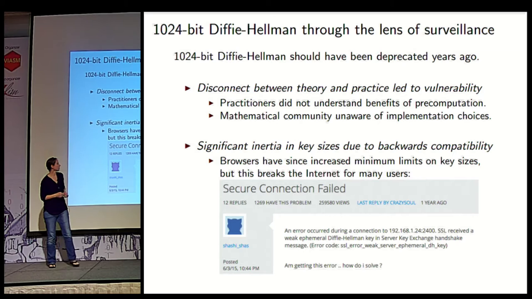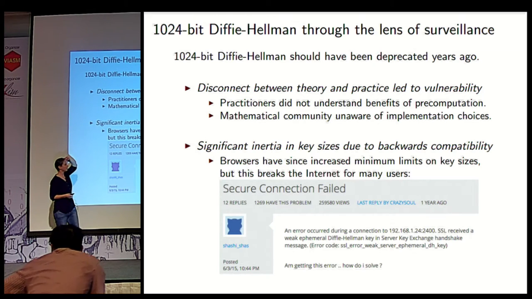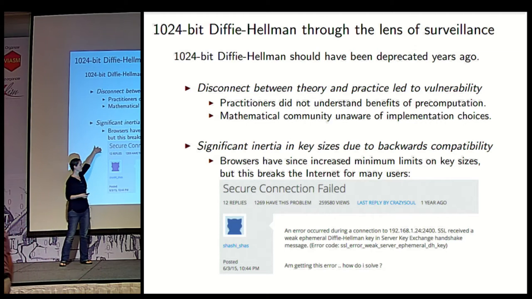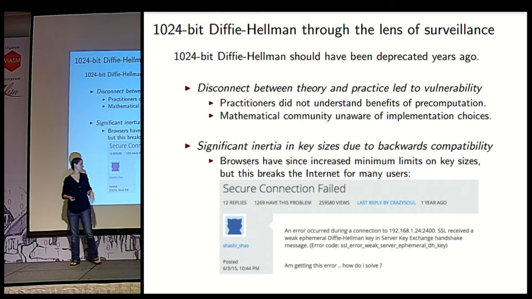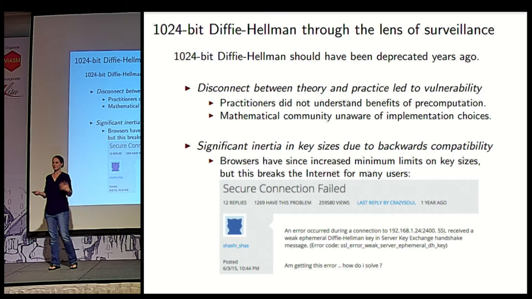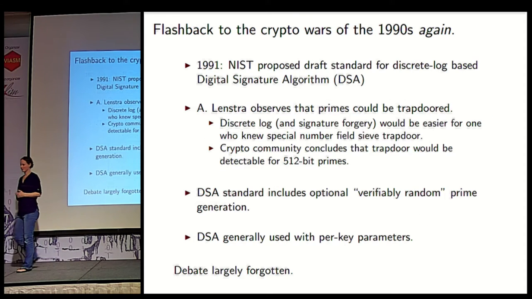And backwards compatibility is a real issue. After browsers increased minimum limits on Diffie-Hellman key sizes, this broke the internet for many users. Here's an example of someone complaining about a super obscure sounding error message saying your Diffie-Hellman key exchange size is too small. I feel bad for these poor users. Okay, so I think I should probably finish now, right?